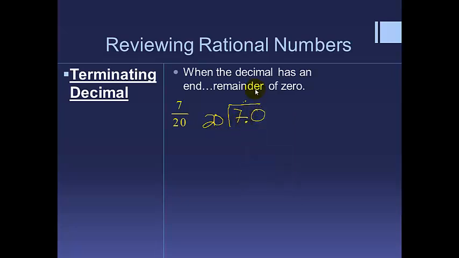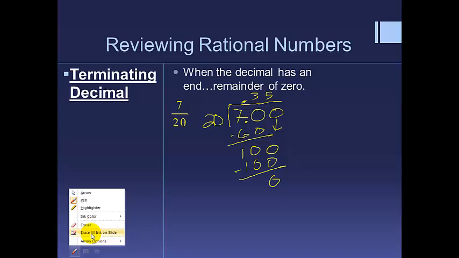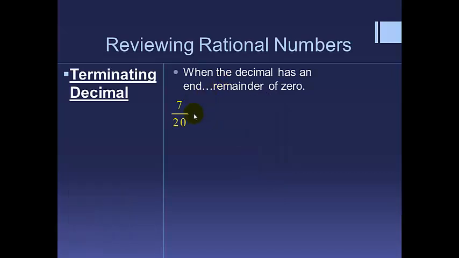So 20 goes into 70 3 times, and I'm left with 10. I add another 0. So now I'm pretending that it's, oh, not sure what happened to that decimal. So 20 goes into 100 5 times. 5 times 20 is 100. And then notice I don't have a remainder. It terminated in 0. So this is what we would call a terminating decimal. Let me just rewrite that.